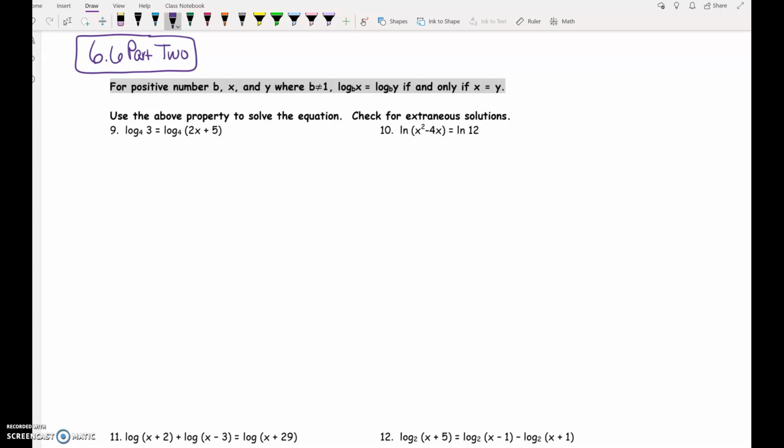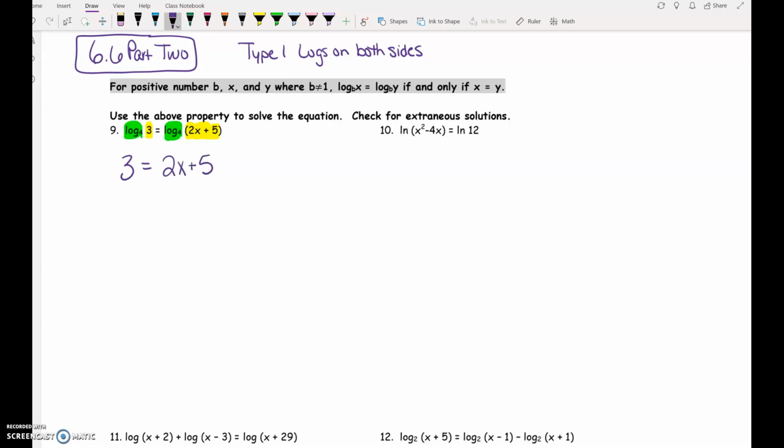The first type that we're going to look at is when we have logs on both sides. So I'm going to call this type 1, logs on both sides. This is the super easy kind. Log base 4 of stuff equals log base 4 of other stuff. Because log base 4 and log base 4 are the same, then the things inside those logs must also be the same. So 3 must equal 2x plus 5.